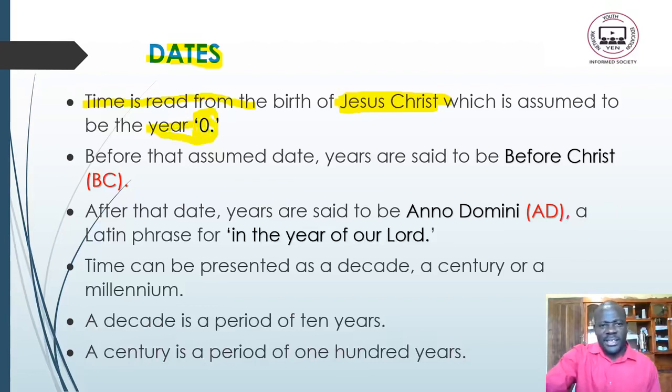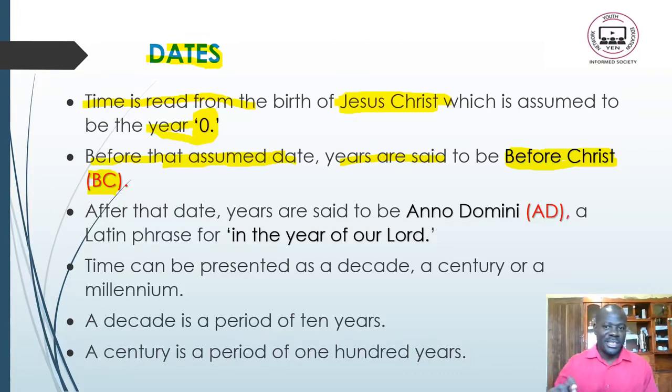So any day, any time before that assumed date, the years are said to be before Christ. That's why you hear that 400 BC was 400 years before the year 0, in which it is assumed that Jesus Christ was born. So it is said before Christ, abbreviated to BC, 300 BC, 400 BC. We'll be mentioning a lot of those dates here as we go along.